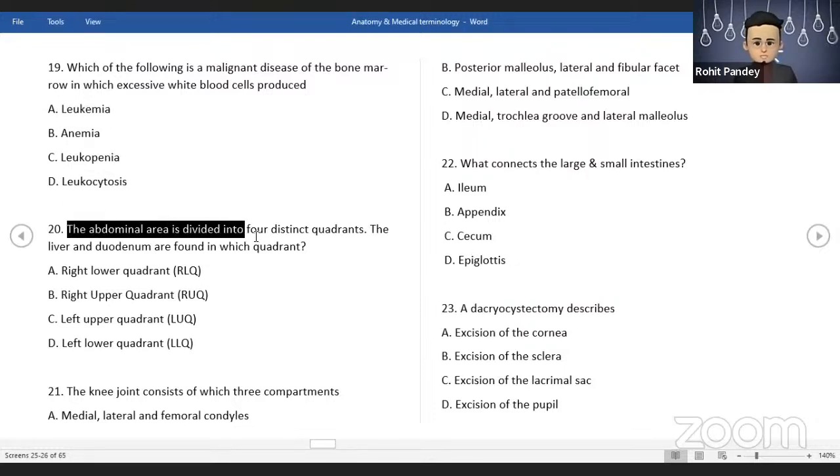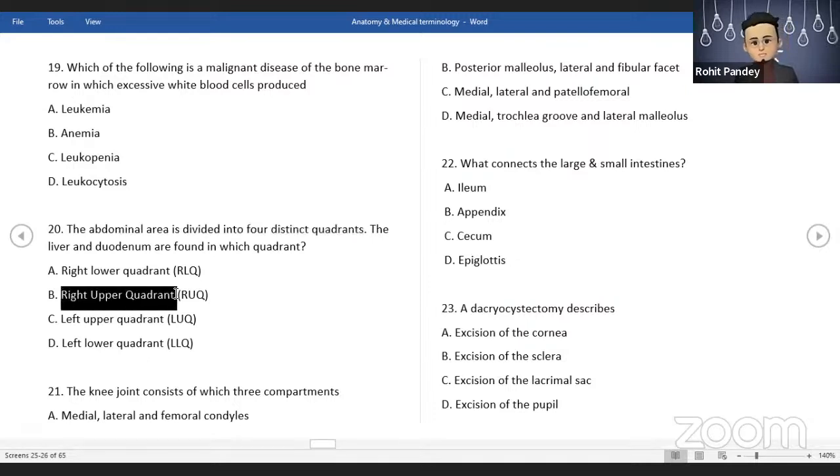The abdominal area is divided into 4 distinct quadrants. I already mentioned this in the digestive system when I was teaching you medical terminologies. Okay, so 4 distinct quadrants. The liver and the duodenum are found in which quadrant? Right lower quadrant, right upper quadrant, left upper quadrant, left lower quadrant. So the answer is B, right upper quadrant.